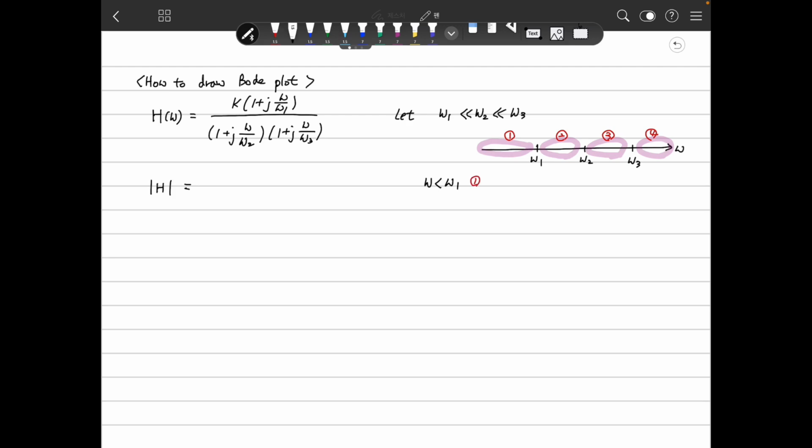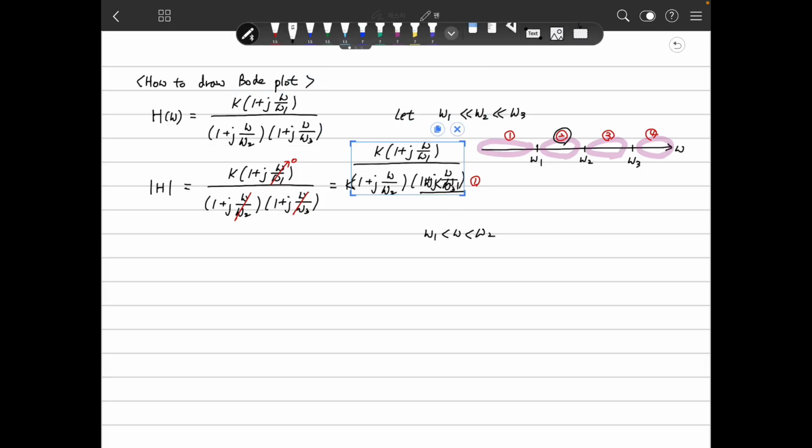Then that will be, you can say that, but because of here we can ignore this, it is very small. So this variable will be k. In the second region, omega is placed here, between omega 1 and omega 2. So we have the same things, but a little different.